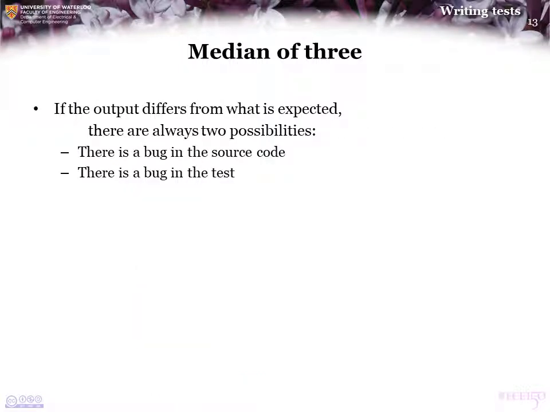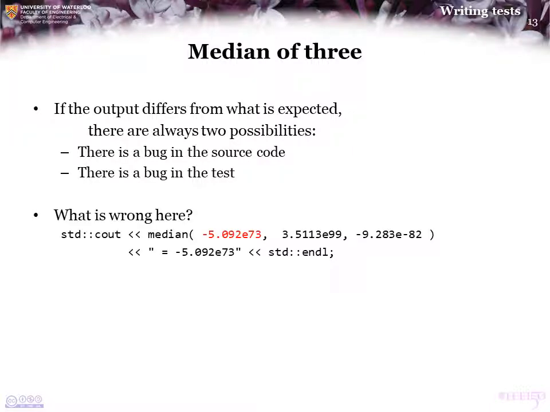Now, always remember that if your output differs from what is expected, there are two possibilities. There might be a bug in the source code, but there may also be a bug in the test. This is the test that failed, even though I believed I had written the median function correctly.